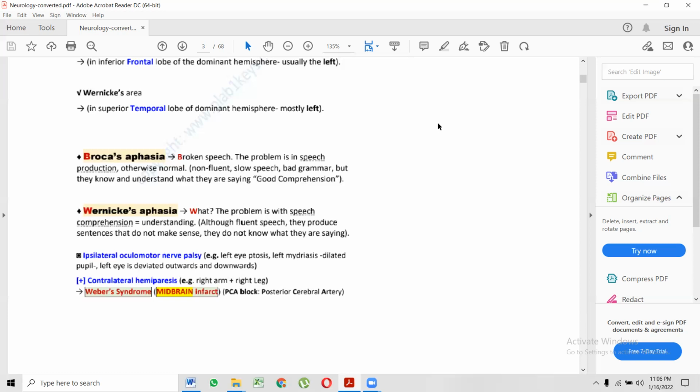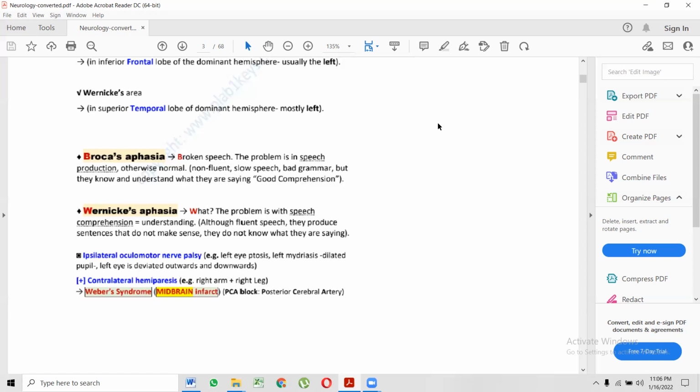Cranial nerves 5, 6, 7, and 8 originate from the pons. 9, 10, 11, and 12 originate from the medulla. So remember the rule of 2, 2, 4, 4. 2 from cerebral cortex, 2 from midbrain, 4 from pons, and 4 from medulla.